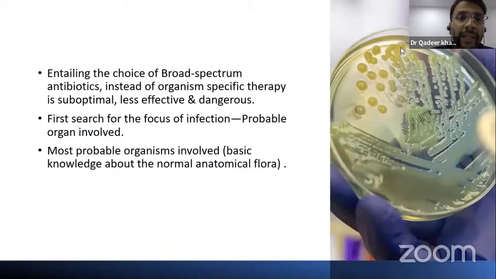In the choice of broad spectrum antibiotics, we should think of organ-specific therapy rather than covering a broad range of microorganisms. Otherwise the therapy becomes suboptimal, less effective, and dangerous for the improvement of the patient's clinical condition. So how can we minimize this? First, find out the source of infection, where the focus is, and probably which organ is involved. If we narrow down our diagnosis or our clinical source of infection, we'll come to know which organ is involved, which organisms are causing that organ to be affected, and which are the most probable antibiotics that can cover these organisms.